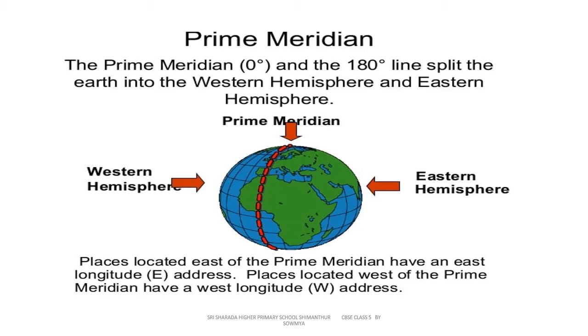Prime meridian. The meridians are also measured in degrees. The meridian that passed through Greenwich was marked as 0 degree and named the prime meridian. The other meridians east and west of the prime meridian are numbered from 0 degree to 180 degree. The meridians to the east of the prime meridian are marked E and to the west are marked W. The hemisphere to the east of 0 degree is called the eastern hemisphere.